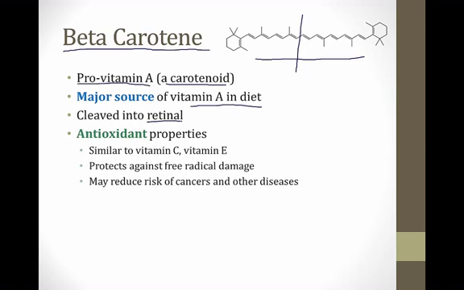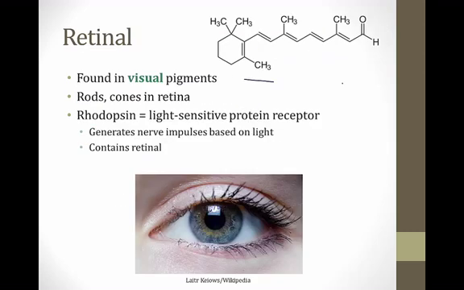Beta-carotene, in addition to being a source of vitamin A, has antioxidant properties by itself. This is similar to vitamin C and vitamin E, which we'll talk about later in this module. Beta-carotene, vitamin C, and vitamin E are all antioxidants, and they protect against free radical damage inside tissues in the body, and there is some evidence that these vitamins and beta-carotene may reduce the risk of cancer and other diseases. This is the structure of retinal on the screen here.